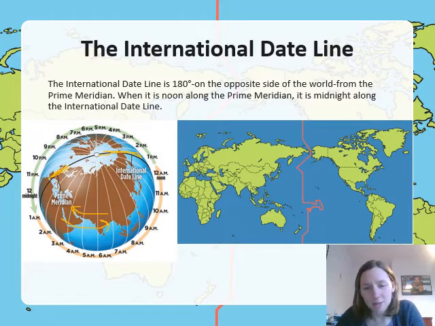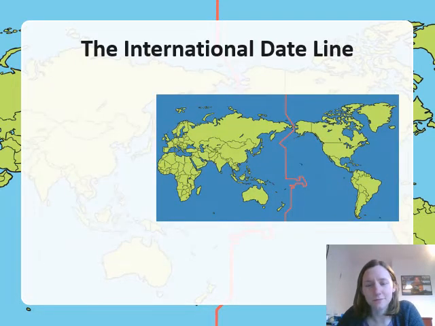And this is what the international dateline looks like. This red line here looks like this on a map. Now it's not straight, and you might notice that it doesn't go through any land. I want you to have a think about why that might be. Well, you've probably worked it out.